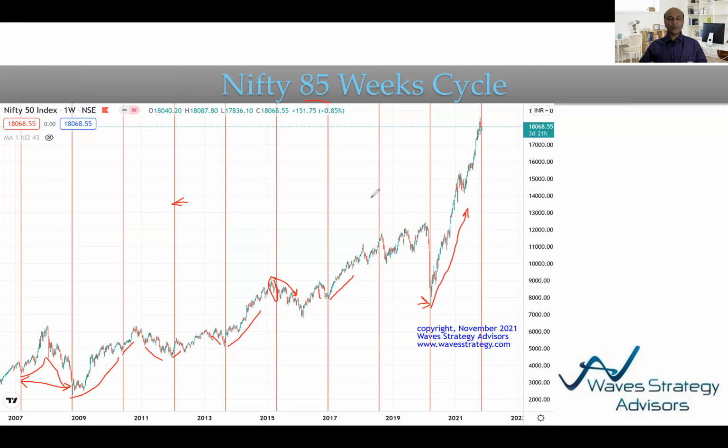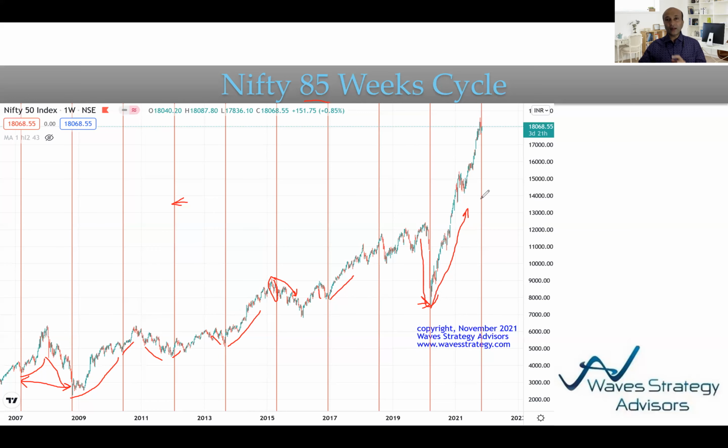So there is a science behind it, how to derive that 85 weeks, how to know when the market is going to form a low or a top. It's a science, I would say. So over here, you can see that after every 85 weeks, there is a low being formed, provided there is a fall before the market forms a low. So here the fall came, then there is a low and then the rally.